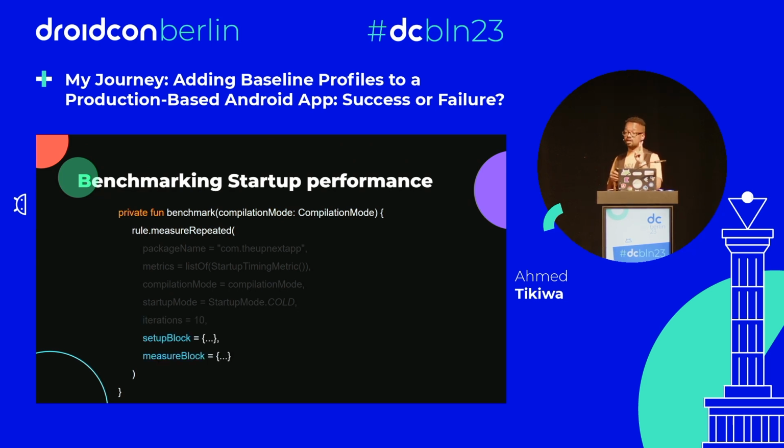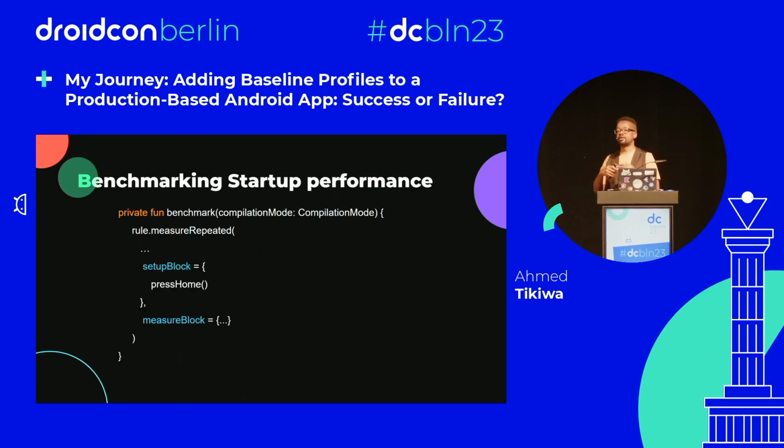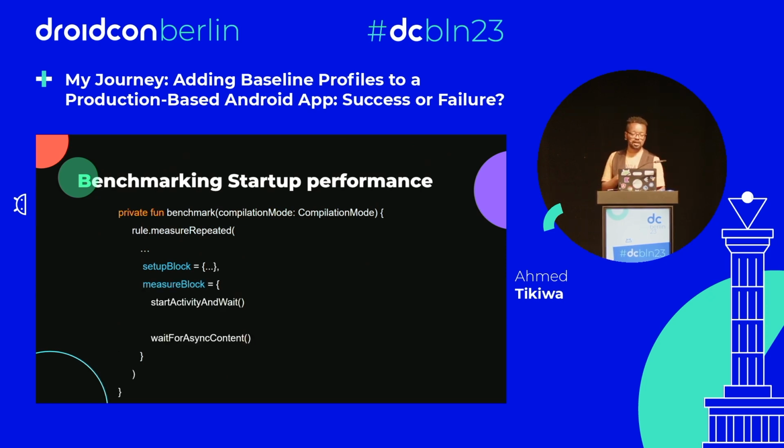Then here we've got two blocks. We've got the setup block and we've got the measure block. The setup block, basically you say whatever interactions that you want to happen before the benchmark tests are run. And in this case, it's just going to start from the home screen. Then in the measure block, we start the main activity and wait for the first frame to be rendered. Then we wait for the async content to be loaded and then retrieved and displayed on the screen.